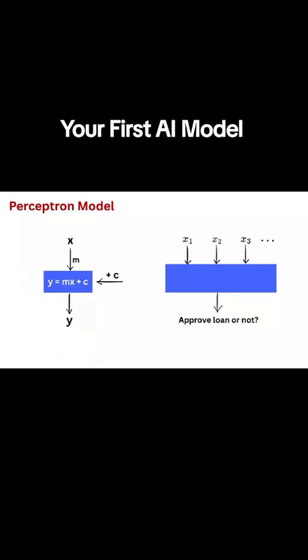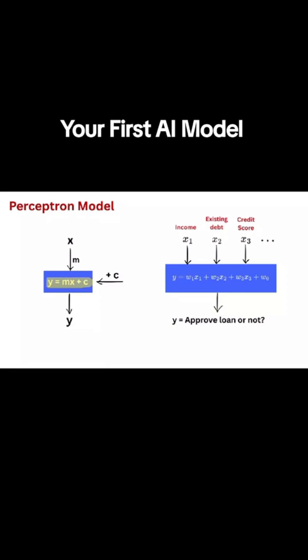Instead of just one input x, what if we have multiple inputs? Say x1, x2, x3, and so on. Each input contributes differently. For example, imagine you are deciding whether to approve a loan or not. That is your output variable y. You take inputs like income as x1, existing debt as x2, and credit score as x3. So instead of y equals mx plus c, we now write something like y equals w1 times x1 plus w2 times x2 plus w3 times x3, and so on, plus w0.